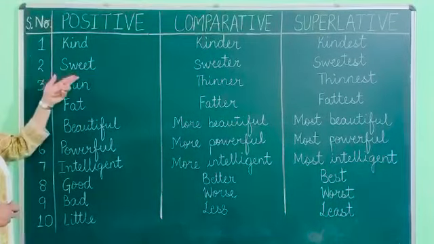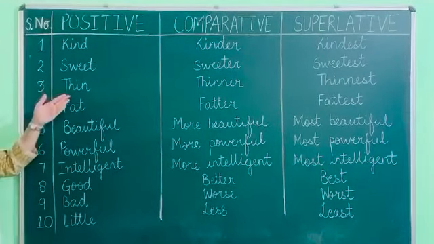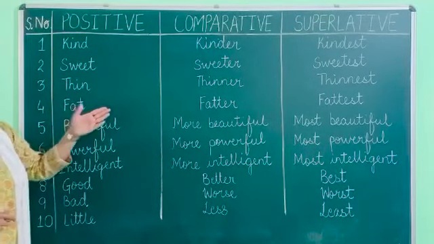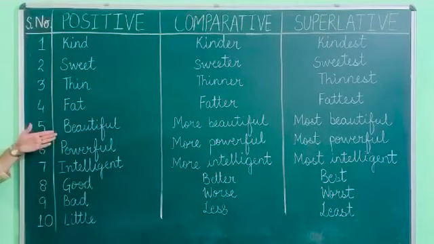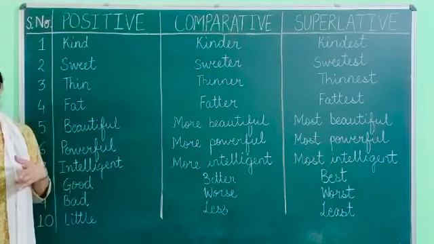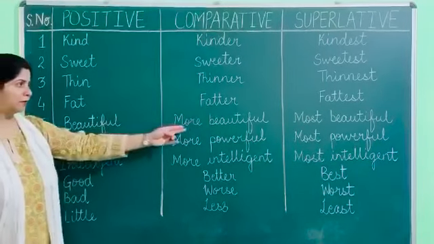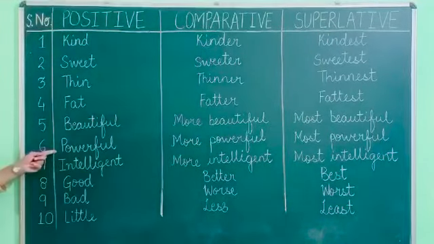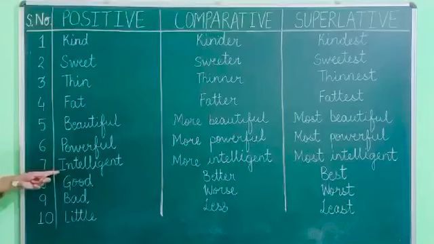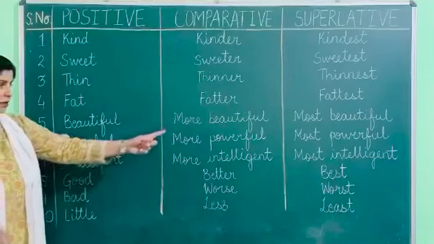Number 2, sweet. Sweeter, sweetest. Number 3, thin, thinner, thinnest. Fat, fatter, fattest. Then you talk about beautiful. Two syllable in the word. Two syllable. Beauty and full. So what are you going to use? More beautiful, most beautiful. In the same way for powerful. More powerful, most powerful. Then intelligent. Intelli and gent. So more intelligent, most intelligent.